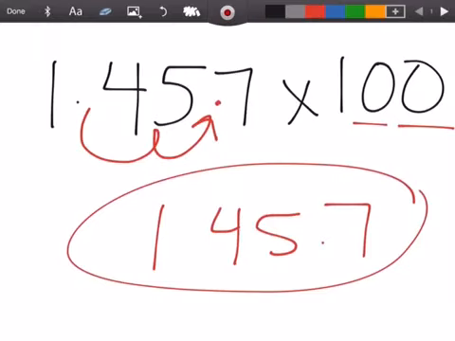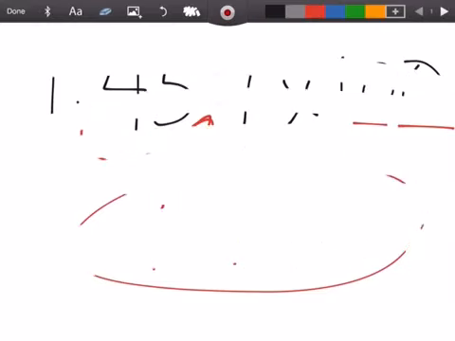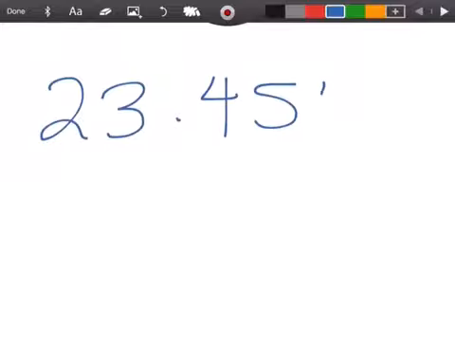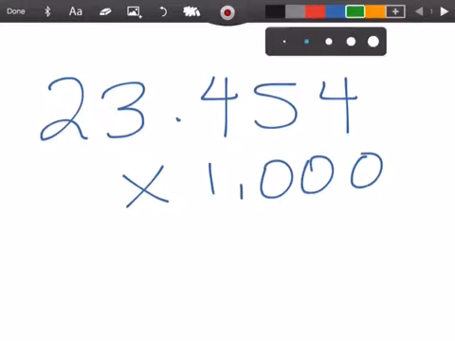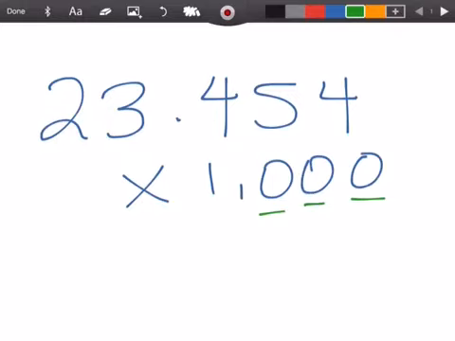Now, what do you think is going to happen when I have to multiply by 1,000? So, here's my number, and I want to multiply that by 1,000. How many zeros are in 1,000? How many places am I moving over my decimal point? 3 times. Swoop, swoop, swoop. It's now at the end of my number.